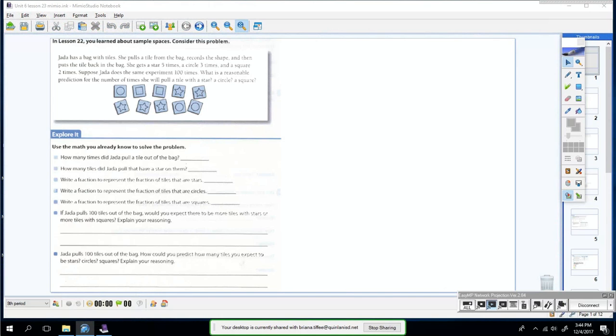In lesson 22, we learned about sample spaces. Well, today we're going to be learning about experimental probability. So the first problem is Jada has a bag with tiles.